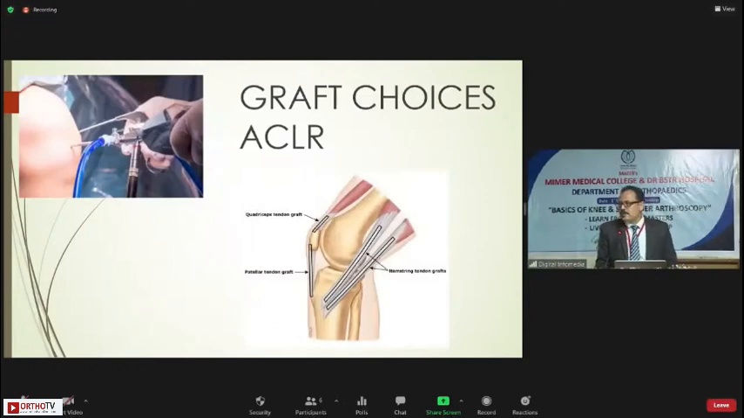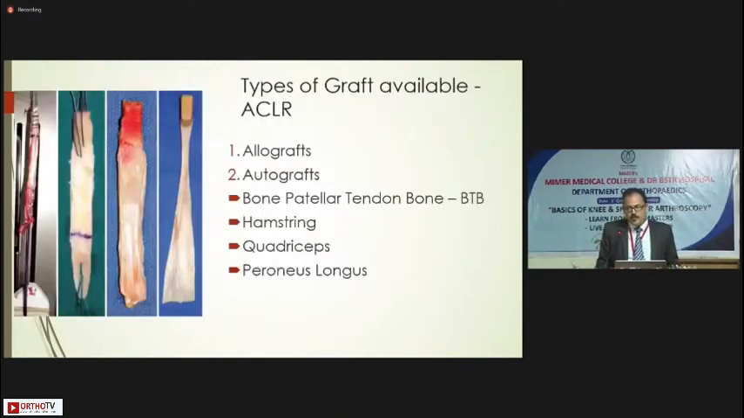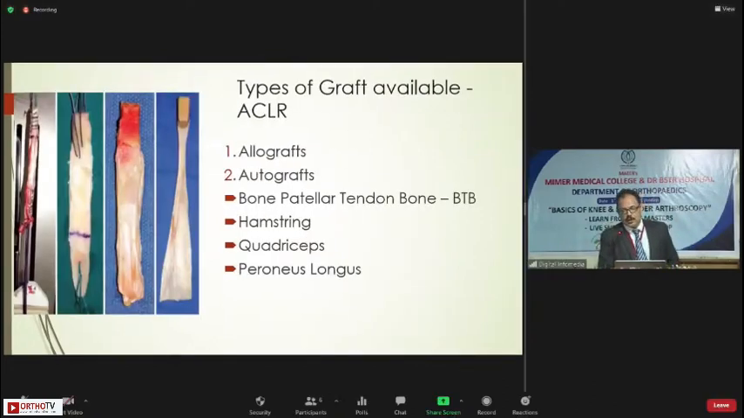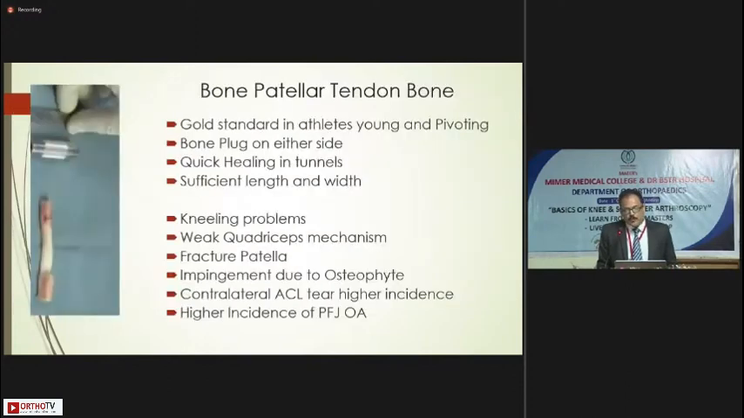Graft choices. This is the third topic I've been given. So it's a big thing to cover in a short period of time, but I'll quickly try to cover it. We can classify the grafts as allografts and autografts. Allografts are available nowadays, and I think one of the labs in South India is also now providing this, and it's easily available. Autografts, of course, are the bone patella tendon bone graft, hamstring, quadriceps, and peroneus longus graft, which is getting very popular nowadays. So bone patella tendon bone still remains the gold standard in athletes and young adults.